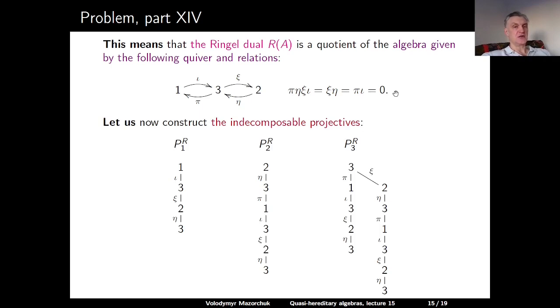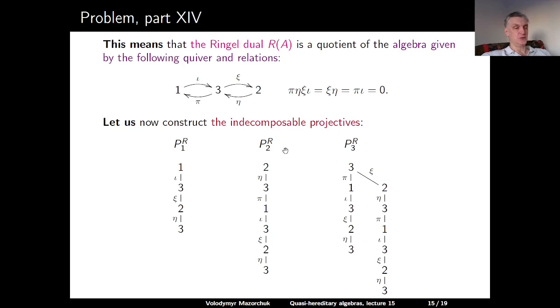So let us now determine the indecomposable projectives for this algebra. We start from P1. If we start from 1, we can go by iota to 3, and then we cannot continue by pi because of the relation, so we go by psi to 2, and then by eta to 3, and then we cannot continue anywhere because of the 2 other relations. So this is our P1.